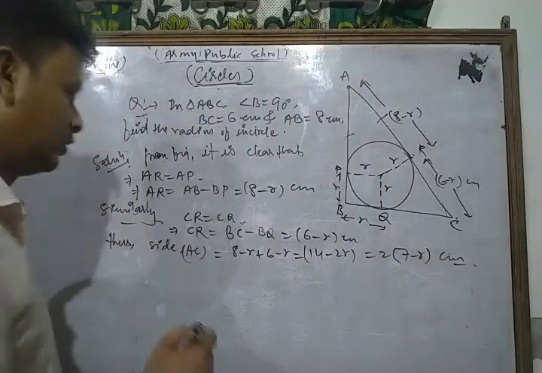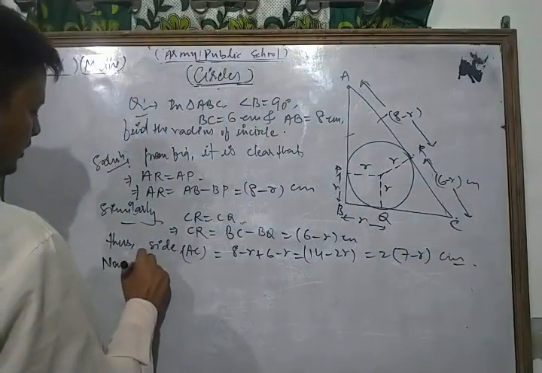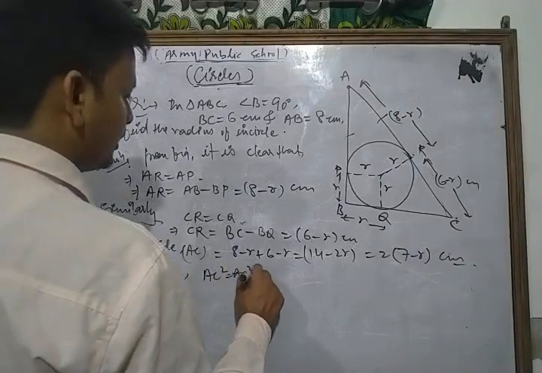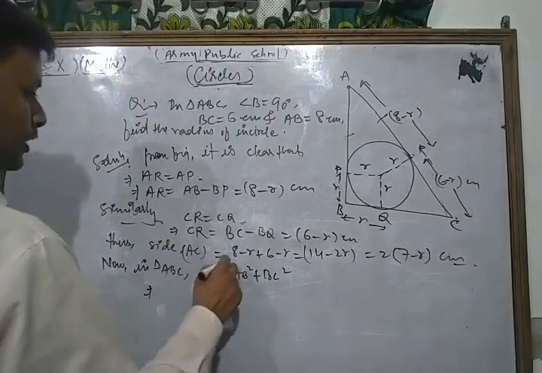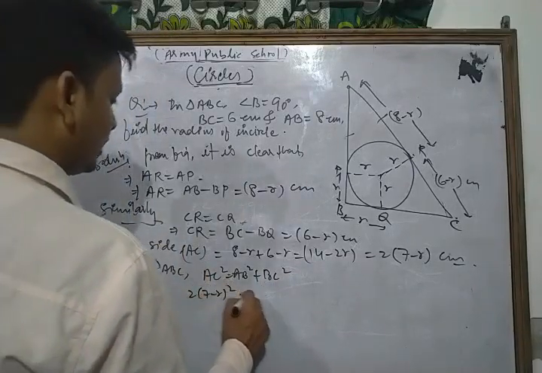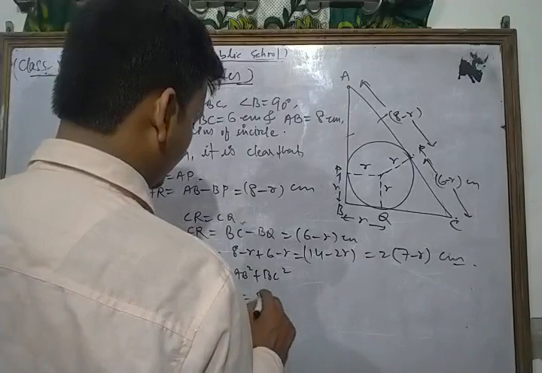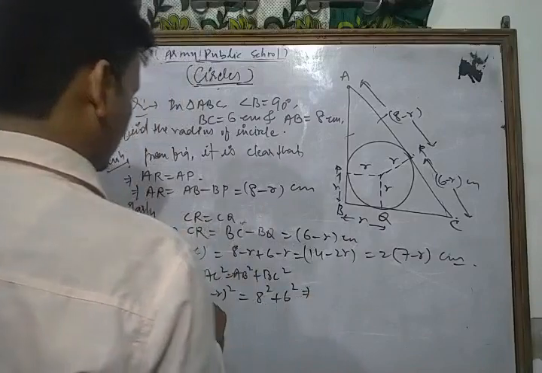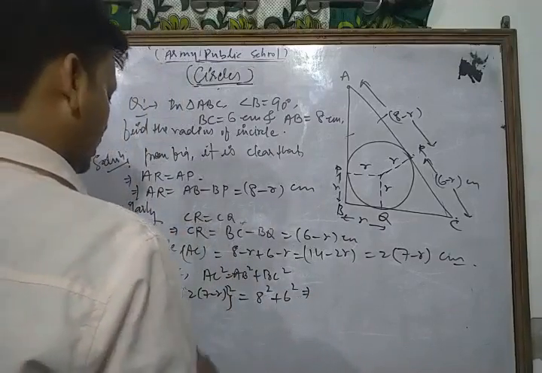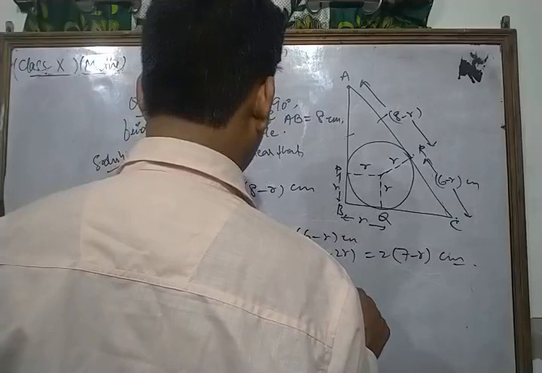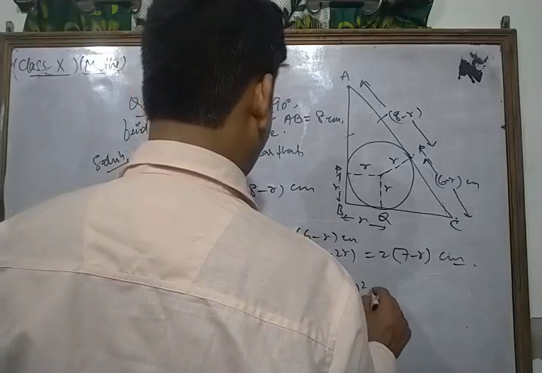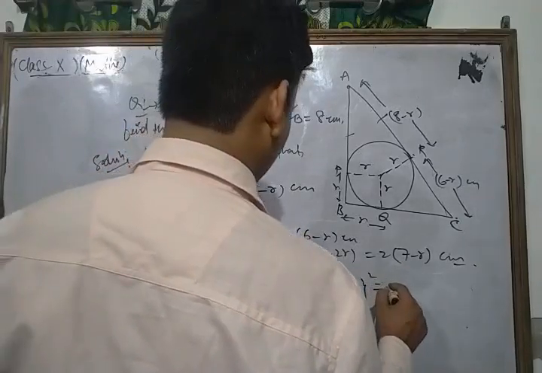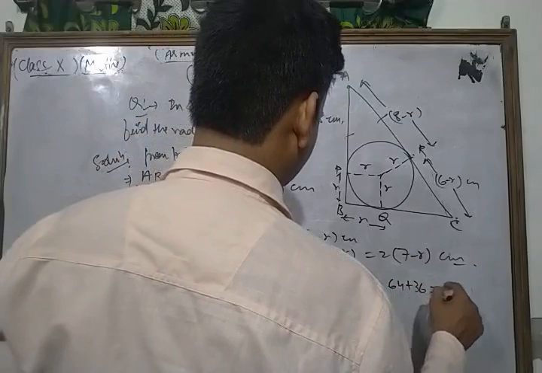Now, using the Pythagoras theorem, in triangle ABC, AC square is equal to AB square plus BC square. Now AC square means 2 into 7 minus R whole square, AB is 8 square, and BC means 6 square. So we get, this is equation 1, 4 into 7 minus R whole square is equal to 64 plus 36, that is 100.